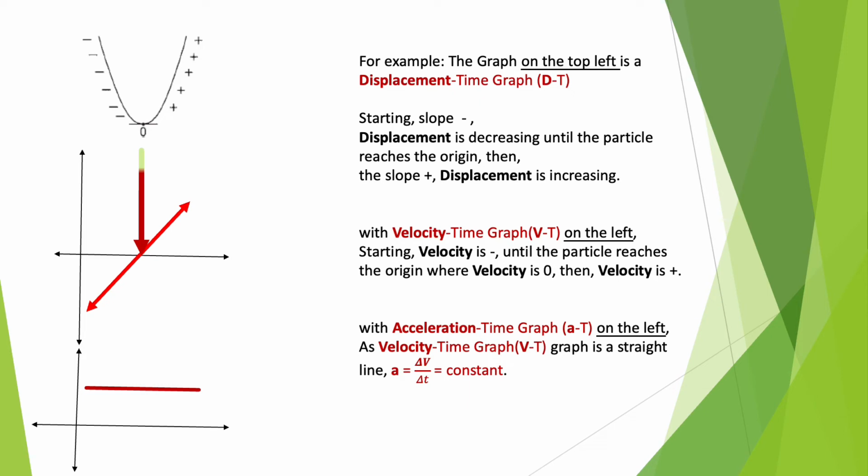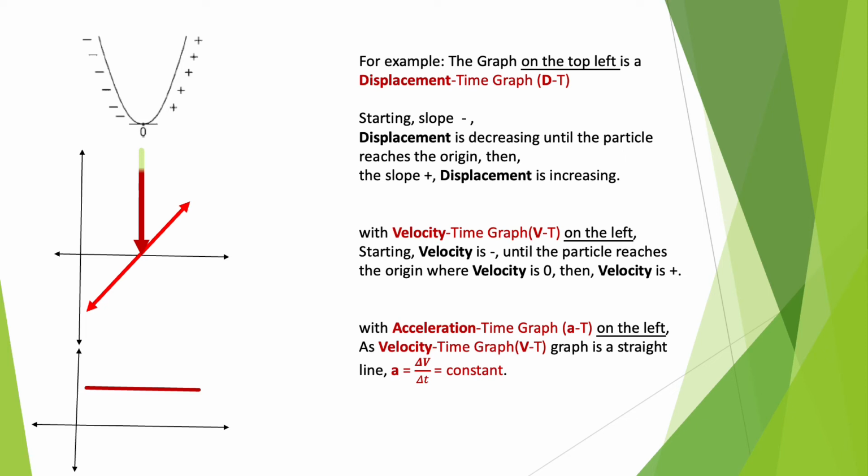For example, the graph on the top left is a displacement time graph, DT graph. Starting, the slope is negative, displacement is decreasing until the particle reaches the origin. Then, the slope becomes positive. Displacement is increasing.